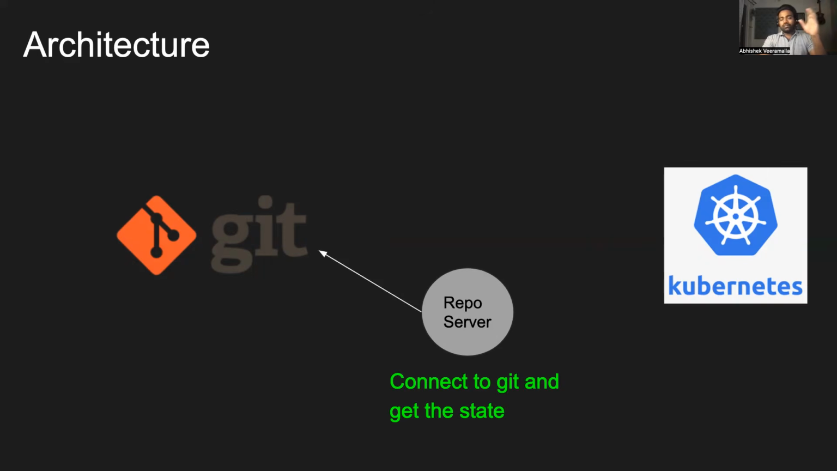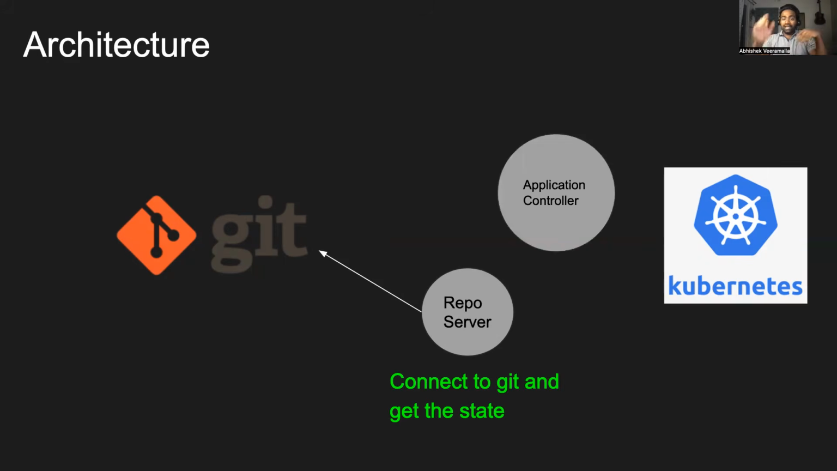What this repo server does is it connects to Git and gets the state of Git. So if you consider GitOps as one application, this is one microservice inside the GitOps application that is talking to Git. Then there has to be another microservice that talks to Kubernetes and gets the state. In Argo CD, we call it the application controller. It is talking to Kubernetes and getting the state of Kubernetes.